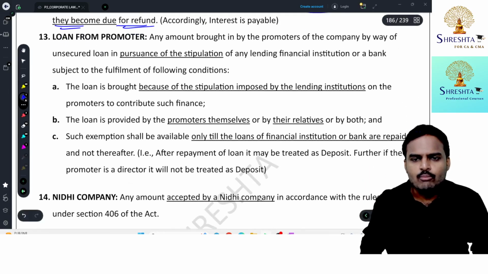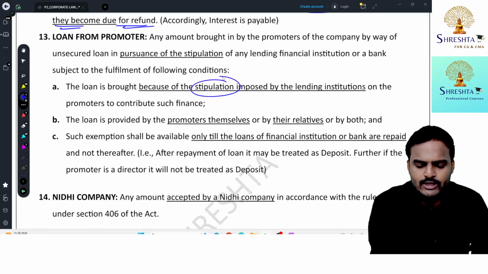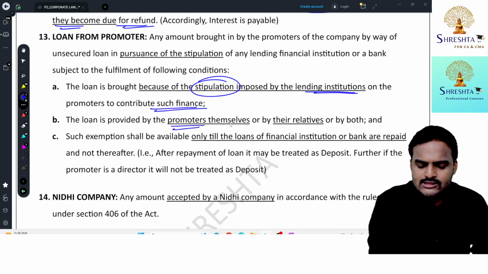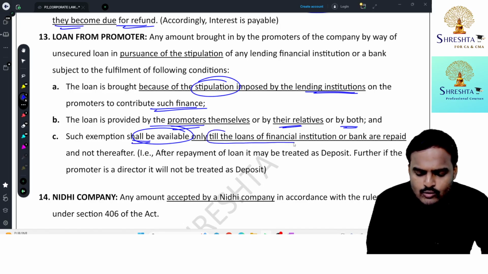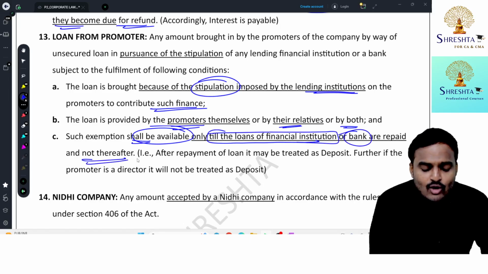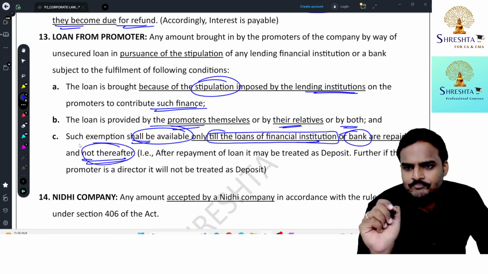Next one, loan from promoters. Conditions. Just look at the condition. Loan is brought because of the stipulation imposed by lending institutions on the promoters to contribute such finance. The loan is provided by the promoters themselves or by the relatives or by both, and such exemption will be available. Such exemption shall be available till the loans of financial institution or banks are repaid, and not thereafter. This is the important word, not thereafter.